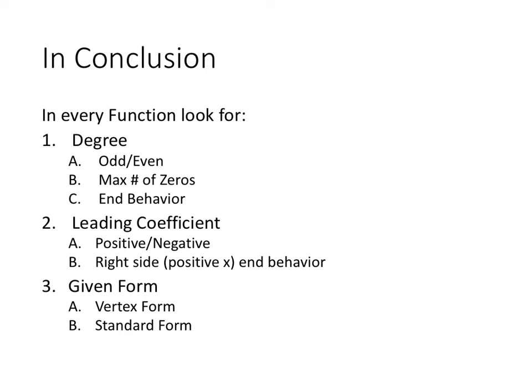Alright, and so just a couple final points. What we should look for in every single function, it doesn't matter what the degree is, is we'll always look for the degree. The one thing that we want to look for is we want to decide what that degree is, and that tells us whether it's even or odd. The max number of zeros, we touched on a little bit, and we've looked at this before, but the maximum number of zeros is the same as the degree. And so if my degree is 3, the number of maximum zeros that I could have is going to be 3. If it's 5, my maximum number of zeros is going to be 5.